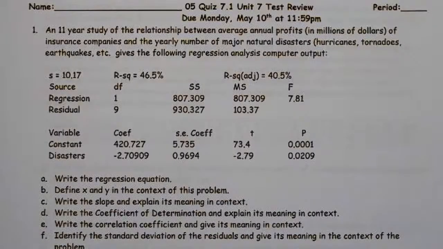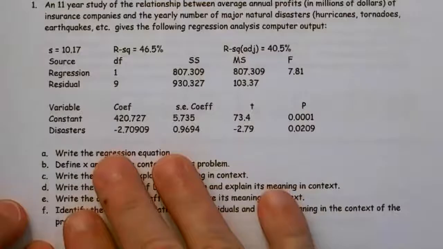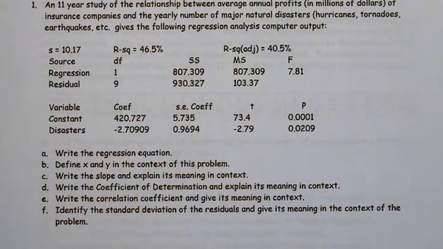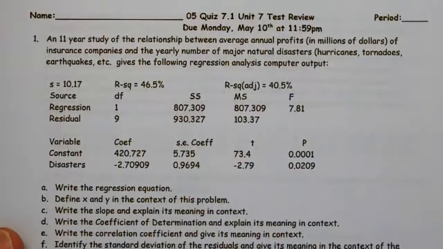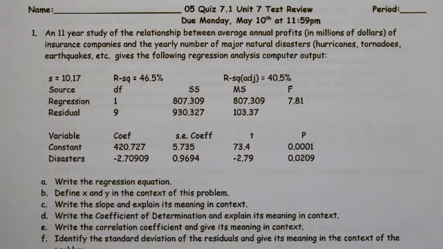Okay, this is the regression review, Unit 7, and I'm going to be focusing not so much on the questions that are asked here, but the questions that are in the Google form. So you should follow along with the Google form as we do this.